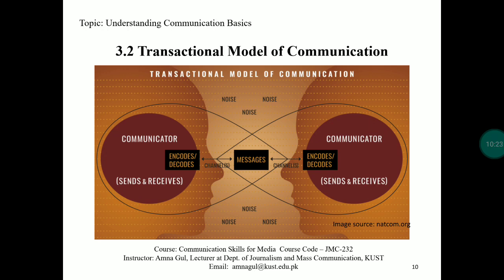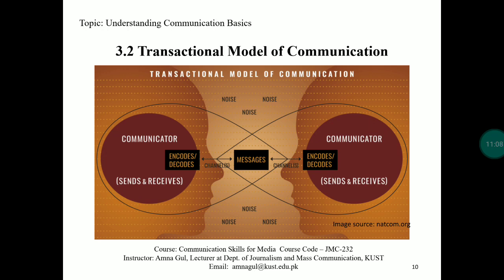The transactional model has a number of interdependent processes and components, including encoding and decoding processes, which are mentioned here as encodes and decodes in this picture. Then the communicator, which you can clearly see, and the message, written in the middle in black. The channel, which connects encodes and decodes to messages, is written under the line. And noise, which you can see written in a couple of spaces on the upper and lower ends of the figure. So this is some information about the model.